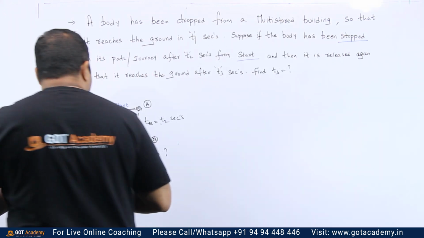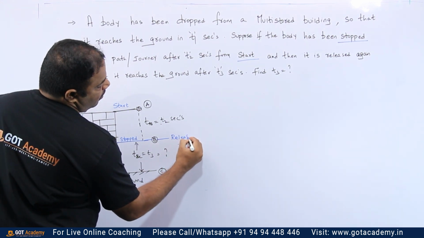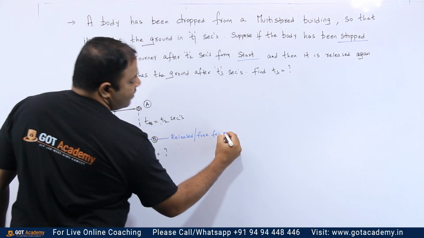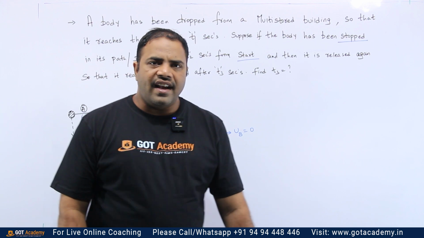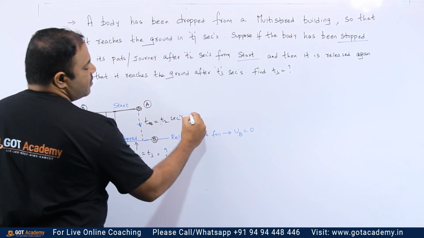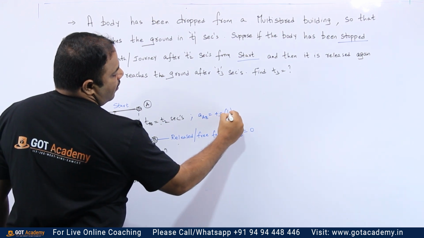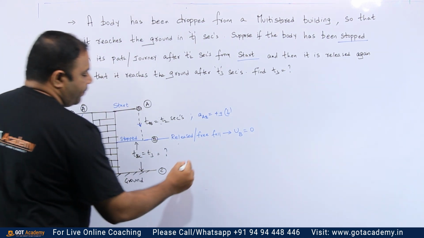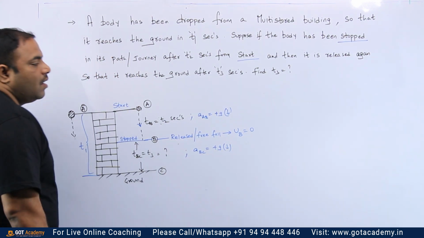But here the major concept is that at this point it has been stopped, and again it has been released. Released in the sense again it is free fall. Free fall in the sense again the velocity at that particular point is equal to 0. Since the body is coming down, the acceleration from A to B is plus g. And here also, since it is coming down, the acceleration from B to C is also equal to plus g.